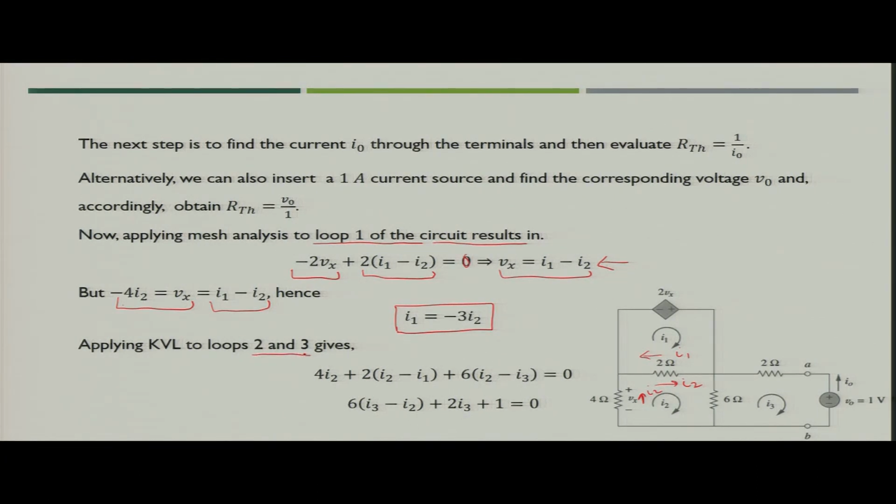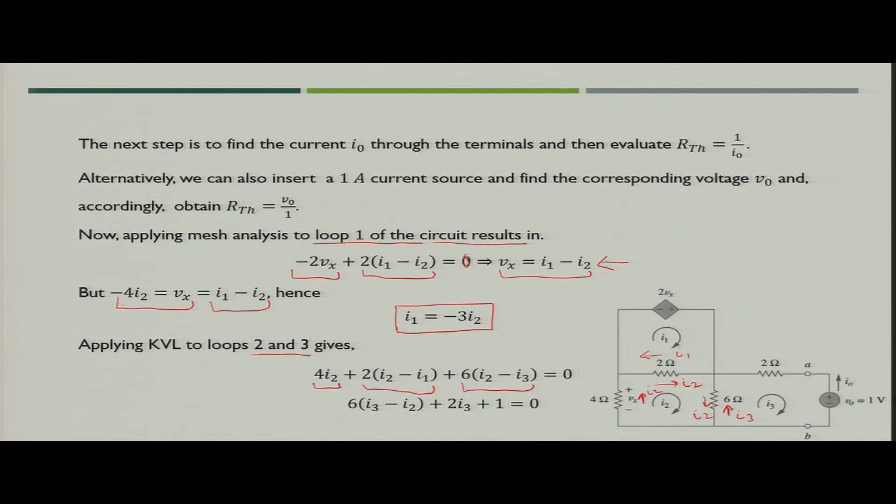Next, what we have to do? We have to apply KVL for loop 2 and 3. So, for loop 2, if you apply KVL, what will happen? The I2 is going in this direction, so it will be 4 I2 plus 2 times I2 minus I1, because I2 in this direction, I1 in opposite direction, you will have 2 times I2 minus I1. Similarly, for 6 ohm also, I2 is in this direction and I3 is in opposite direction. So, you will get 6 times I2 minus I3 equal to 0. So, this you will get from loop 2.